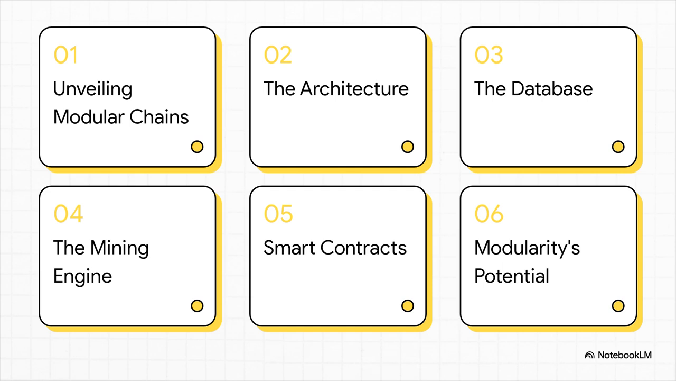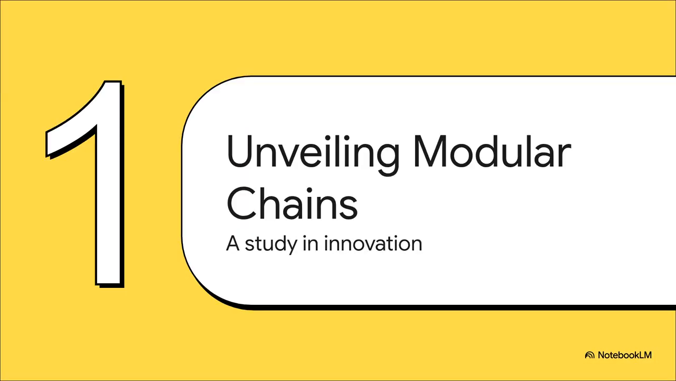Okay, here's our roadmap for today. We're going to unpack the core concept, dissect the architecture piece by piece, look at the heart of the system, the database. Then we'll head into the engine room to see how mining works, understand the brain behind the smart contracts, and finally, we'll talk about the incredible potential of this whole approach. All right, let's dive into section 1.